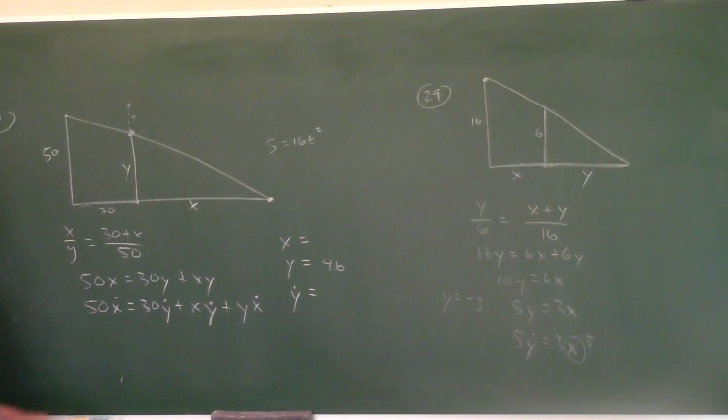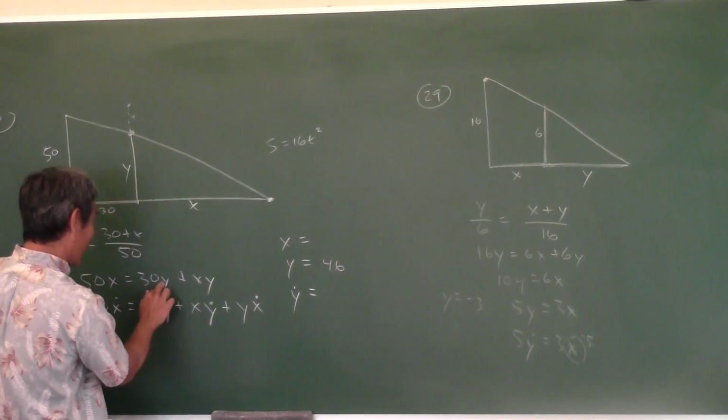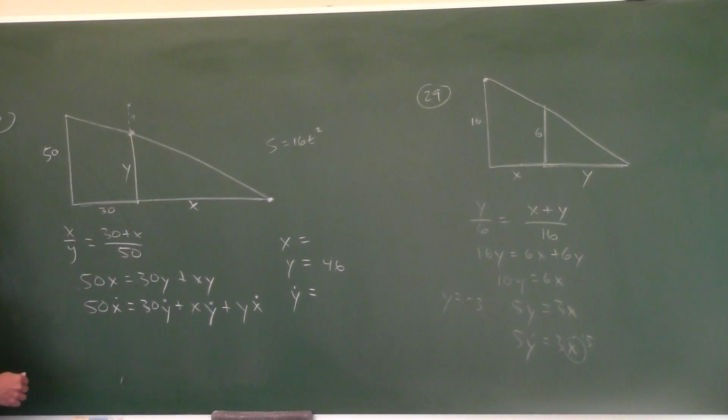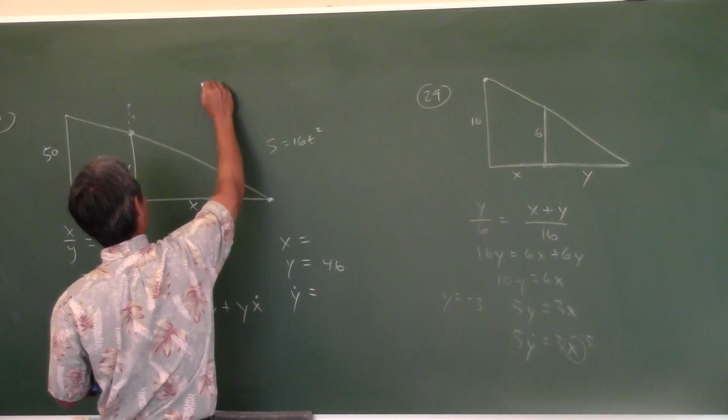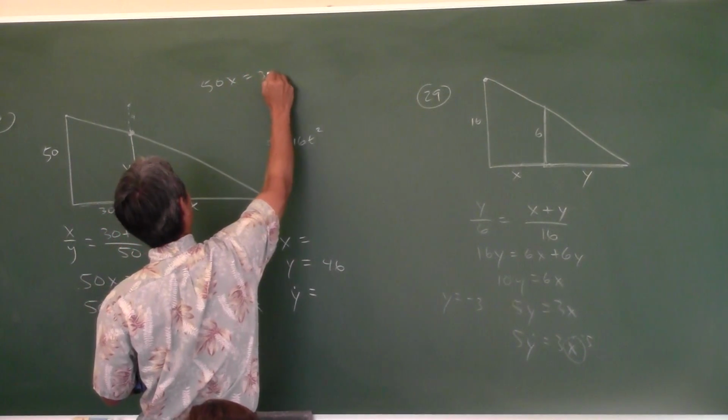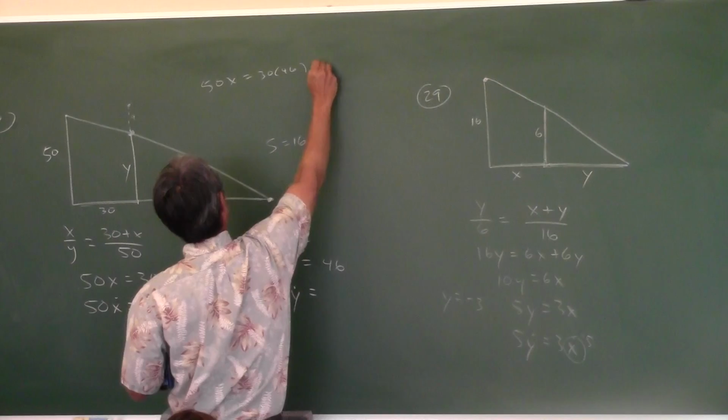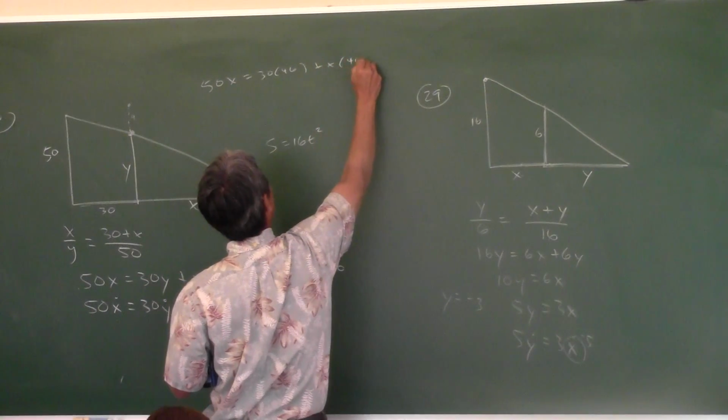Now, if y is 46, how do I figure out x? Original equation. Yeah, you can either use this one or the simplified one. I think I'd rather use the simplified one. So if you plug in 46 for y here and here, you can figure out what x is, right? Okay, let's do that quickly. 50x is equal to 30 times 46 plus x times 46.